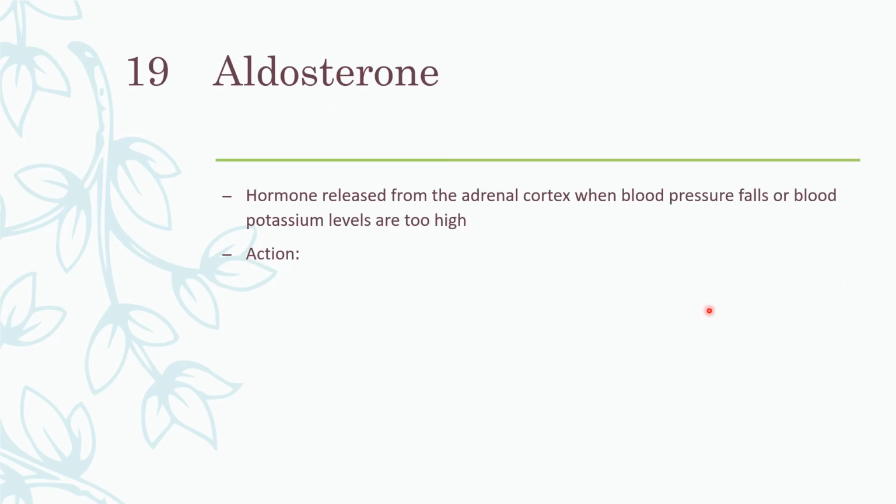Okay, so let's start with aldosterone. Aldosterone is a hormone that is released from the adrenal cortex when blood pressure gets too low or potassium levels get too high. And aldosterone's job is to help us reabsorb sodium. And as you might already know, sodium is hydrophilic, or water loving. It wants to pull water along with it. So if I reabsorb sodium, I will also reabsorb water. And this will help us to conserve water and increase blood pressure.